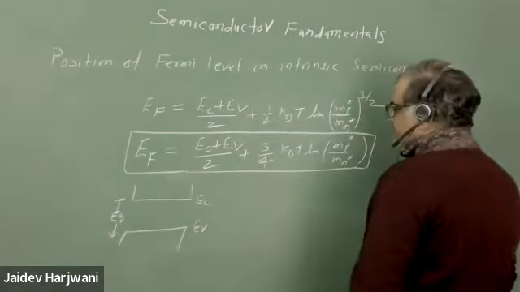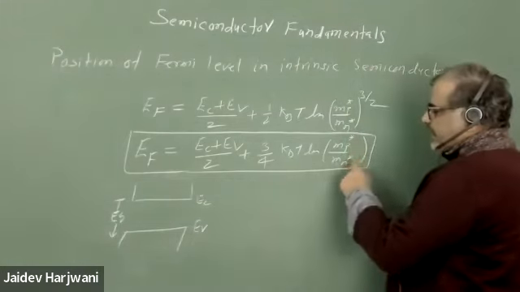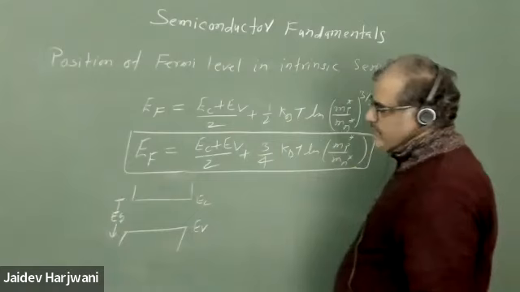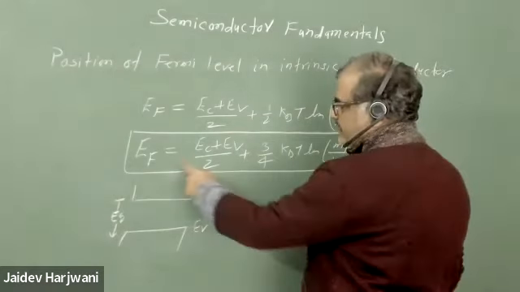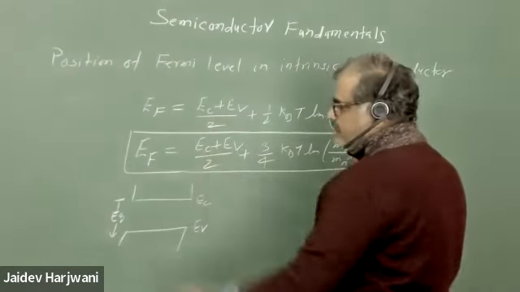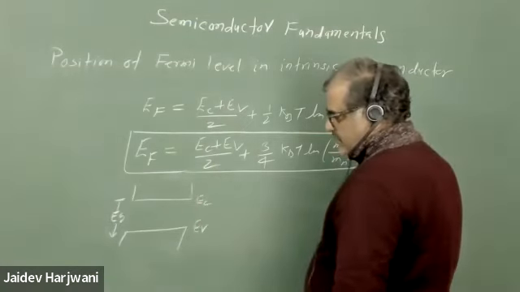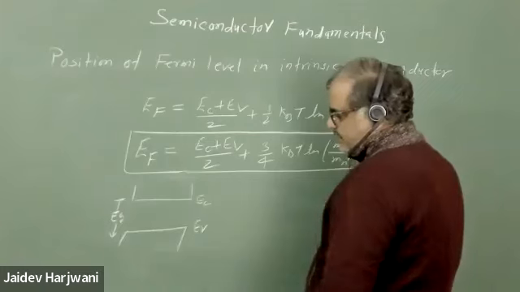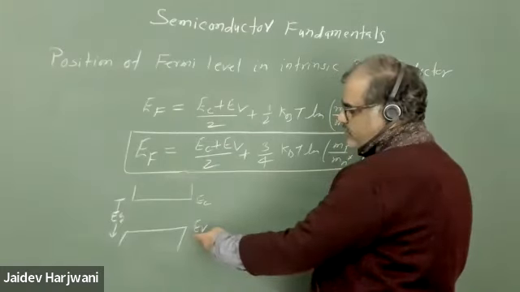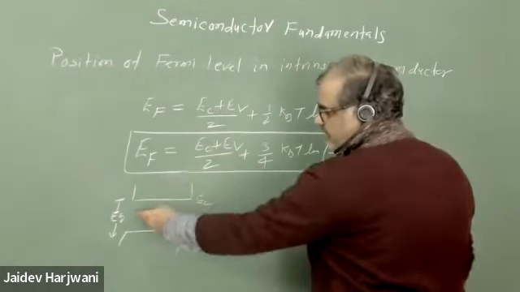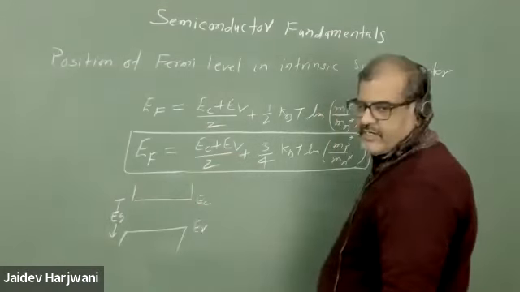So if I say MP and Mn are equal, then this becomes log 0, so you get EC plus EV by 2 as EF. Suppose EC is 10 electron volt and EV is 2 electron volt, then 10 plus 2 by 2 will be 6 electron volt, so somewhere it will come here exactly in the middle.